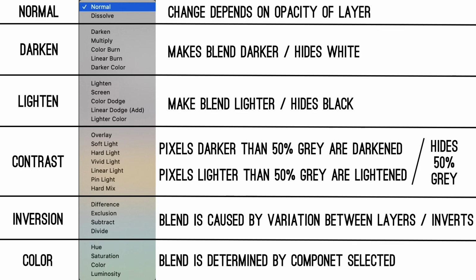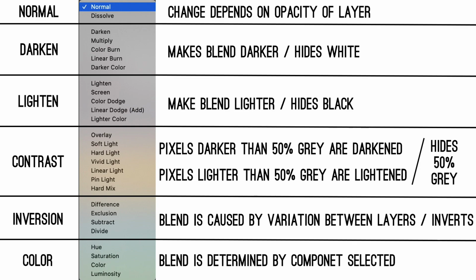That's going to make your blend layer lighter and it's going to hide your black. The contrast blend modes: pixels darker than 50% gray are going to be darkened, pixels lighter than 50% gray are going to be lightened, and it hides 50% gray. So if you have 50% gray, you won't see any change. Inversion blend is caused by the variation between layers and it inverts your color.